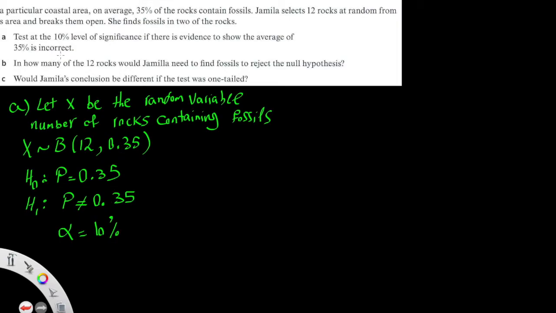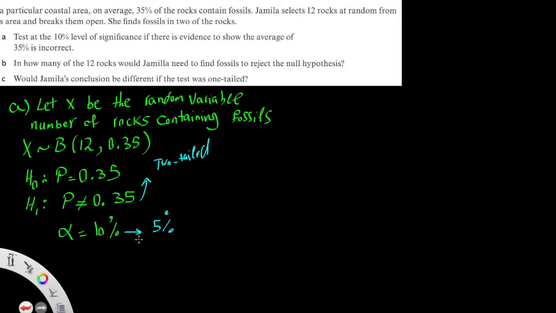And as you see, the question says to test at the 10% level of significance. As you see, this shows that you have a two-tailed test. When you have a two-tailed test, your significance level should be divided by 2 to give 5% to either of the ends. So your significance level will be 5% for each end. Now, two rocks actually contain fossils, as you see here.